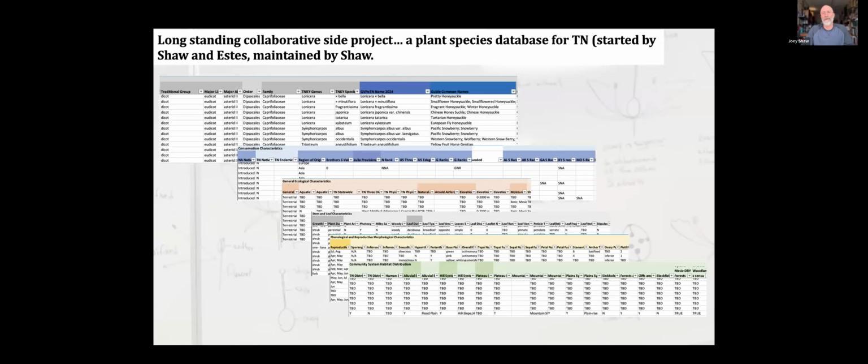When you think about this list of species, about 4,000 or 5,000 species long between our two states, we've got about 200 characters here. We're talking about a spreadsheet of about 1 million cells of data. This is something that Estes and I started, and since he's been so busy with SGI the last 5 or 8 years or so, it's something I've been trying to carry on.